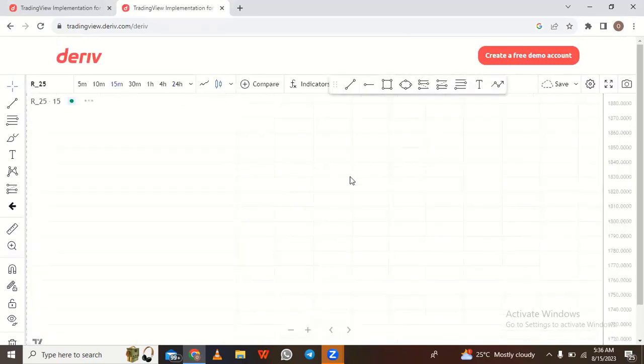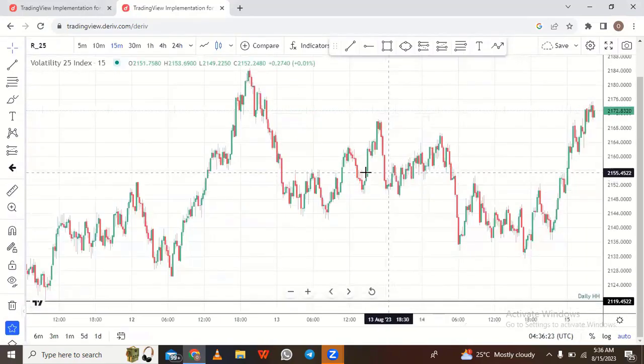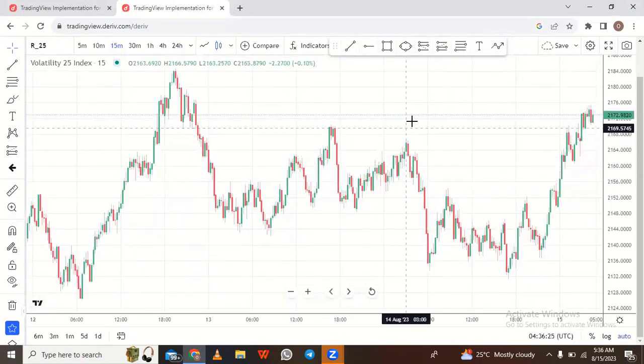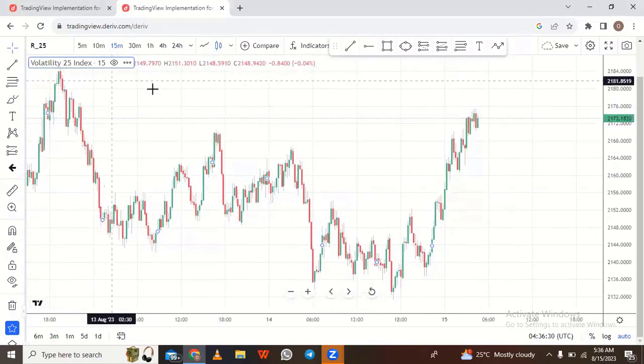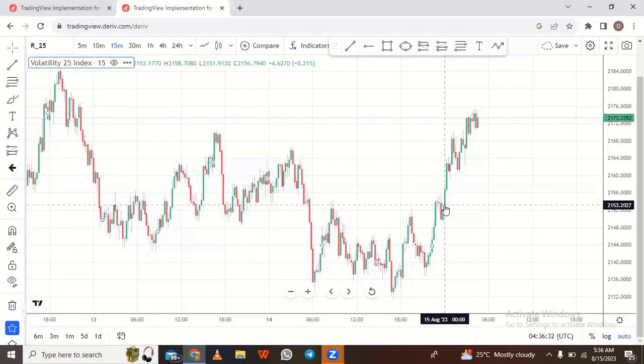So this is what we have here. This is just the default chart that you will see, which is for volatility 25 index. As you can see, this is volatility 25 index.